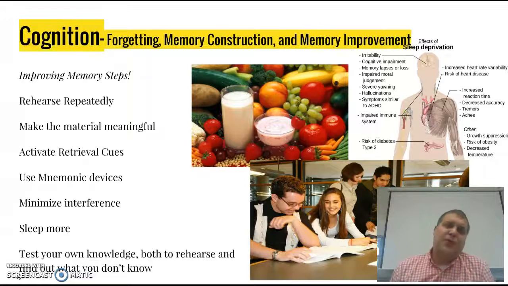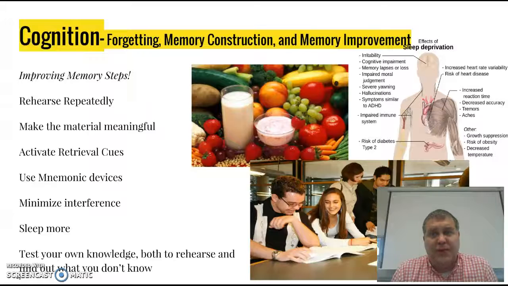Improving memory steps. A way to improve your memory. Rehearse repeatedly. This is repetition. Repetition is another word for rehearse. Make the material meaningful. Make it mean something to you. Imagine what it would look like. Activate retrieval cues. Remember what it would take for you to sit there and remember things a little bit better.